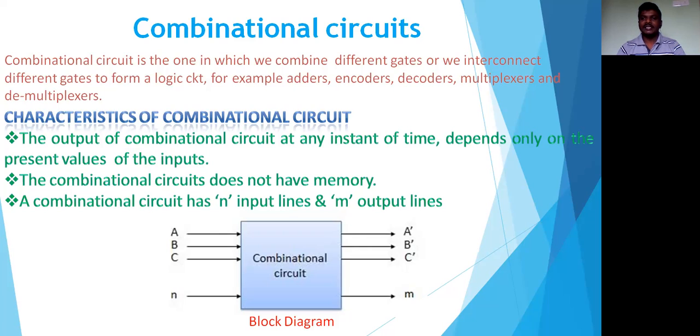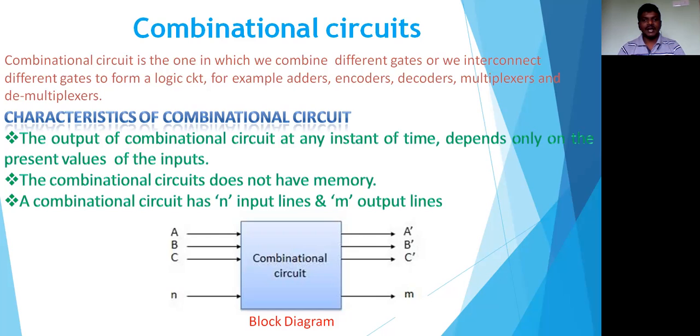So because the present value of the output depends only on the present values of the input, the circuit will not have any memory because the output is depending only upon the present values of the input. So it need not store the previous values or past values of the input. So the combinational circuits will not have any kind of memory. So these are the three characteristics of your combinational circuit.